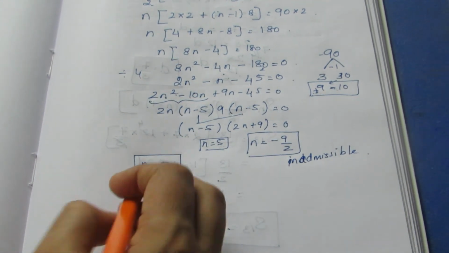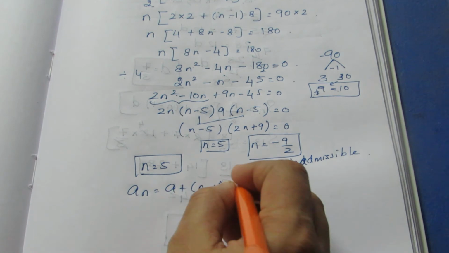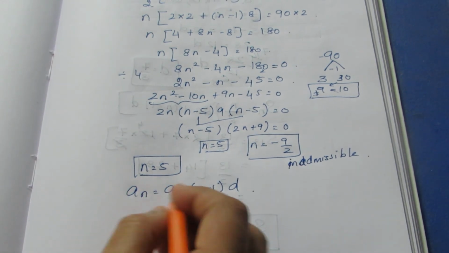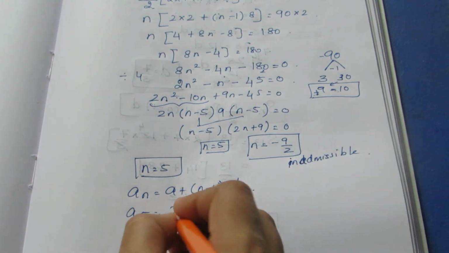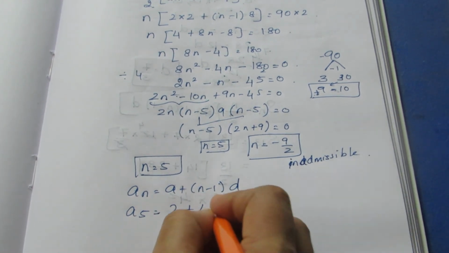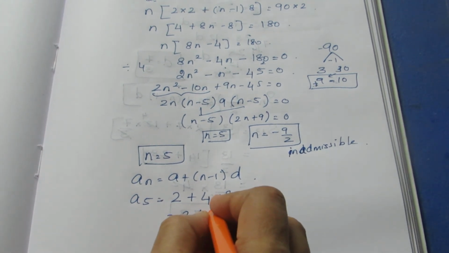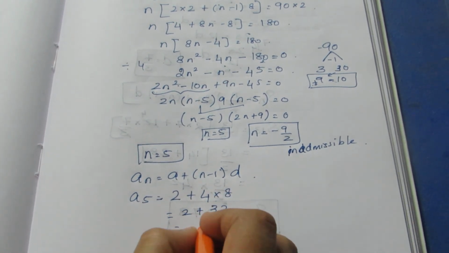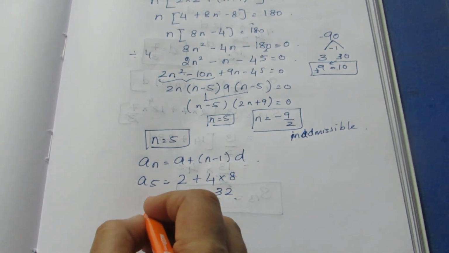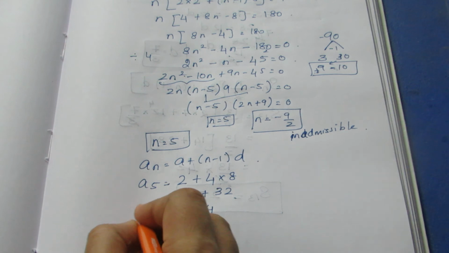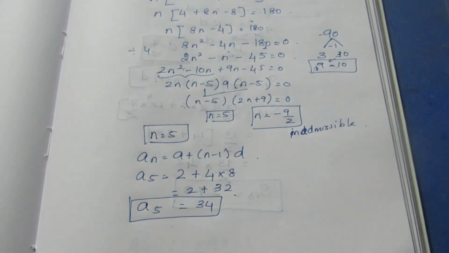Now I need to find an. The an formula is equal to a plus (n minus 1) into d. So substitute the values. A5 equal to a value is 2 plus 5 minus 1 is 4 into 8, which is 2 plus 32, that is 34. So A5 equal to 34 is the final answer for the sum.